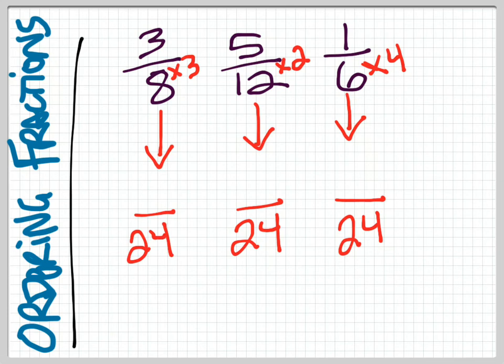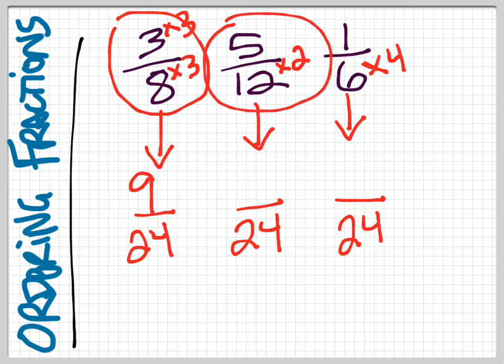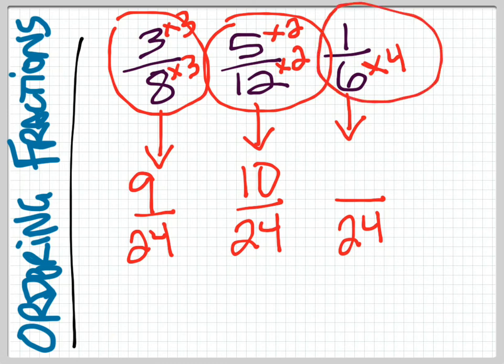Now I've got the denominators all to match, but how do I fix the numerators, the tops? Well, if I take my first one, I multiplied the bottom by 3, so I've got to do the same thing on top or else I'm cheating. 3 times 3 is 9, right? Okay, again with the second one, I multiplied the bottom by 2, so I've got to multiply the top by 2 as well. 5 times 2 is 10. Okay, you're starting to see the order that these might go in. And then we finally have to do the last one. I multiplied the bottom by 4, so I've got to multiply the top by 4 as well. What's 1 times 4? 4.